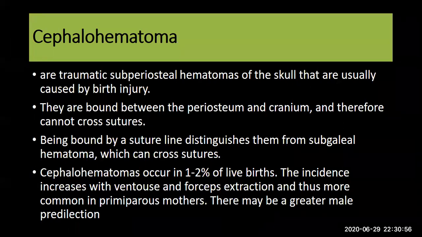Okay, so cephalohematoma is a subperiosteal hematoma, usually occurring by birth injury, and it is between the periosteum and the cranium, so it cannot cross the suture line. It is distinguished from the subgaleal hematoma, which crosses the suture. It occurs in about 1 to 2% of live births, and the incidence increases with ventouse or forceps extraction, okay?